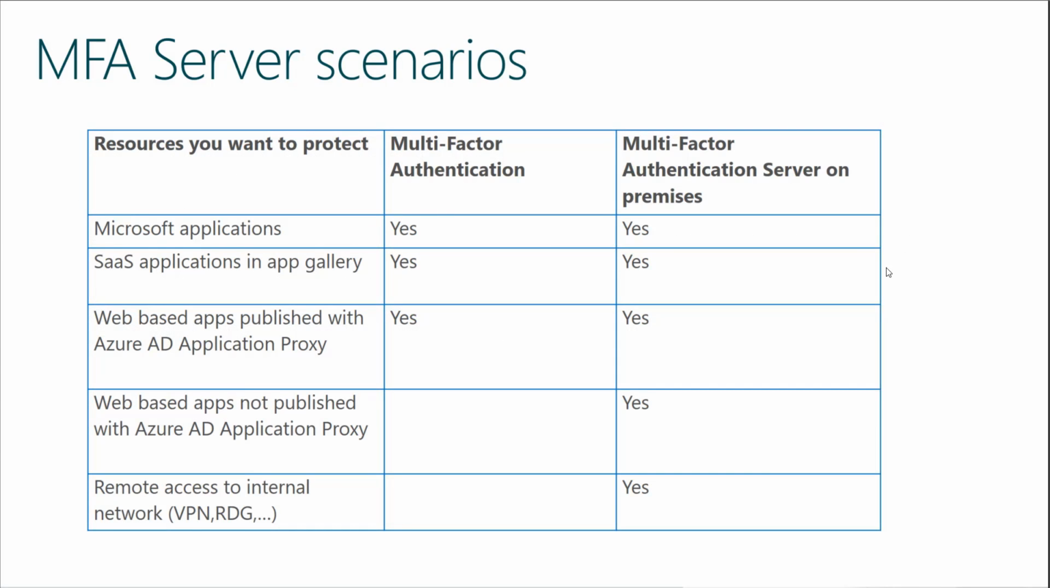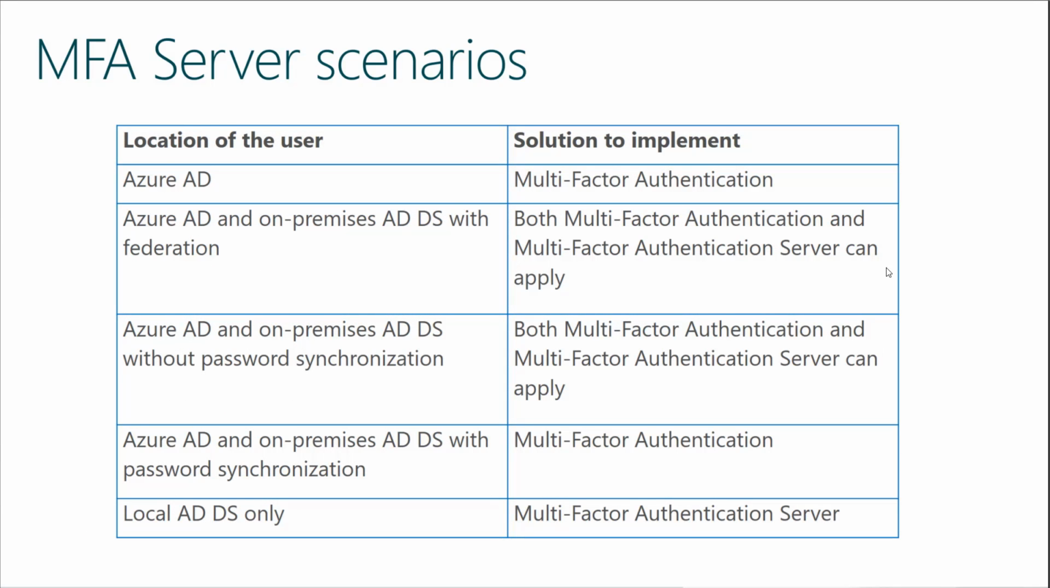So here are some examples of where you might choose multi-factor within Azure natively or the multi-factor authentication server. For Microsoft applications, you can use either. For SaaS applications that are in the App Gallery, you can use either the multi-factor server or Azure native multi-factor. For anything published through the application proxy, where you need the multi-factor server are apps that are native in your data center, so they're not using an app proxy, or they provide internal access like VPN or remote desktop services gateway.